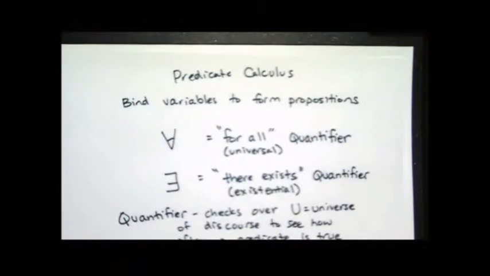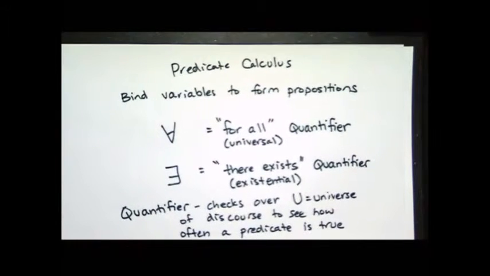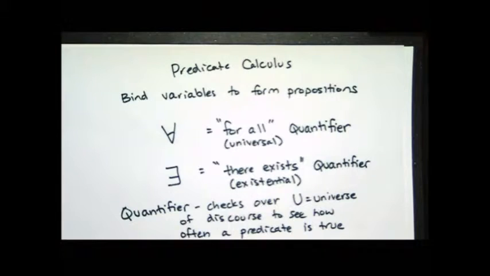We've looked at predicate calculus. So predicate calculus helps us bind variables to statements so we can actually make predicates into propositions. And another way we do it is to look at these quantifiers. The for all quantifier is called the universal quantifier, and the there exists quantifier is called the existential quantifier.